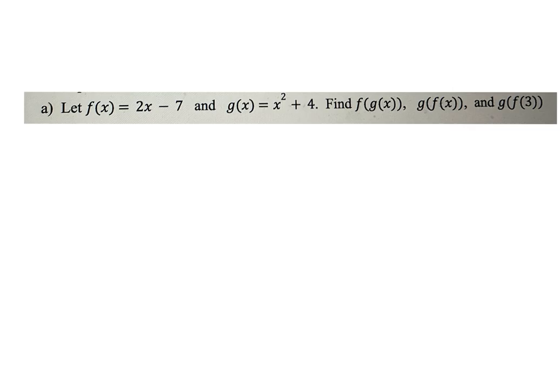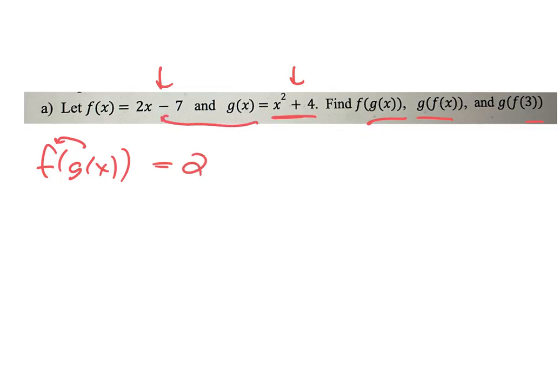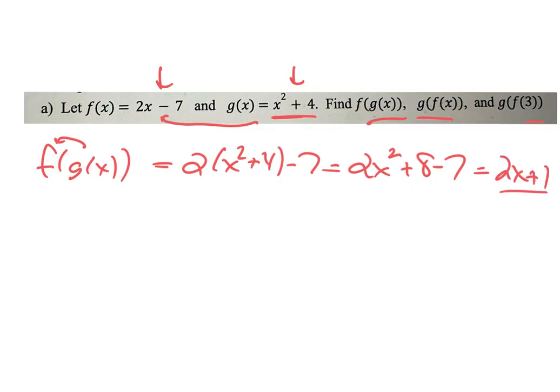All right. This one says let f of x be 2x minus 7, g of x is x squared plus 4. Find f of g of x, g of f of x, and g of f of 3. Okay, so f of g of x would work just like this. I'm going to take function g and plug it into f. So I'm taking this x squared plus 4 and plugging it into the x in function f. So it's going to look like 2 times (x squared plus 4) minus 7. And we're just going to work as much as we can. That'd be distribute the 2 and then subtract: 8 minus 7. And you get that. That's the f of g of x.